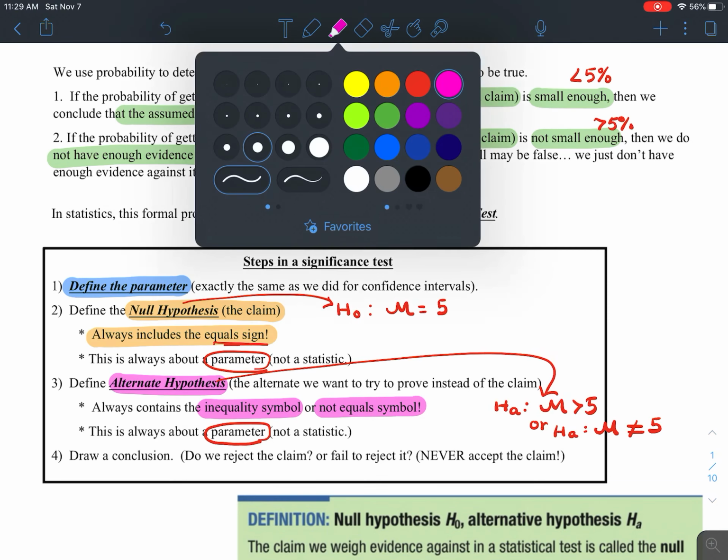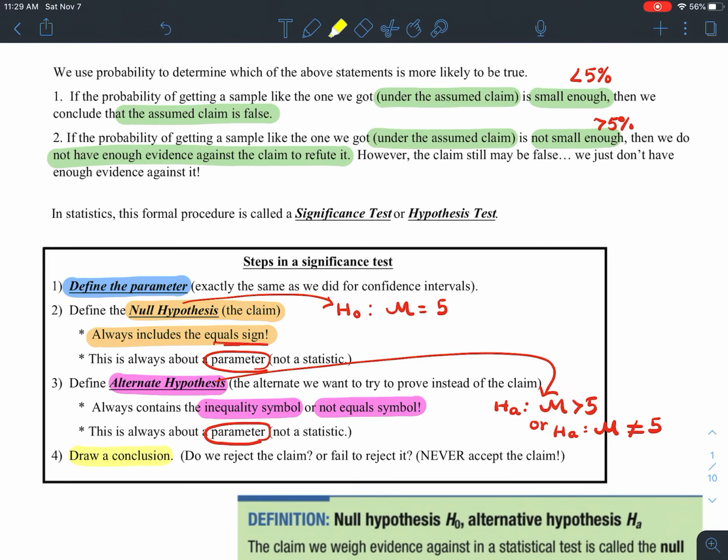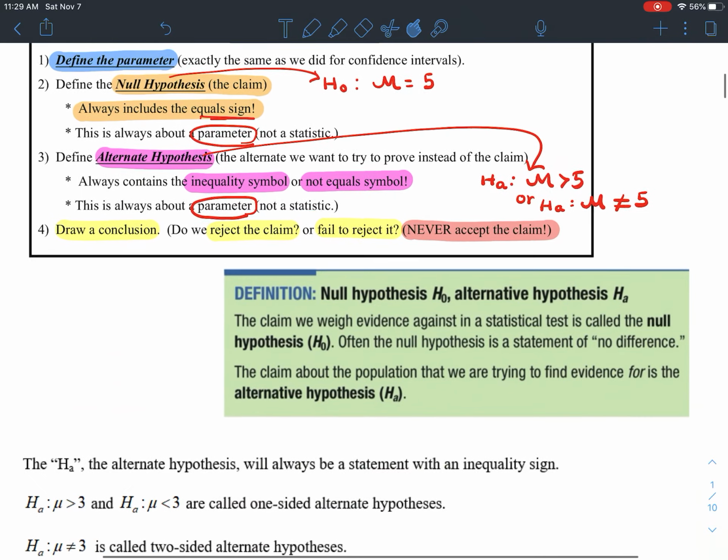And then at the end, you would draw a conclusion. Again, please note that your conclusion is either to reject the null hypothesis, that's the claim, or to fail to reject the null hypothesis. We never ever accept the null hypothesis. That is never an option for our conclusion here.